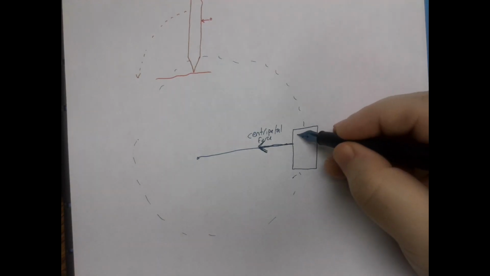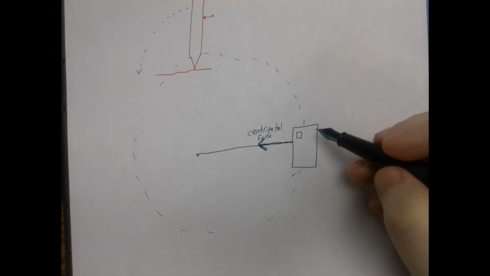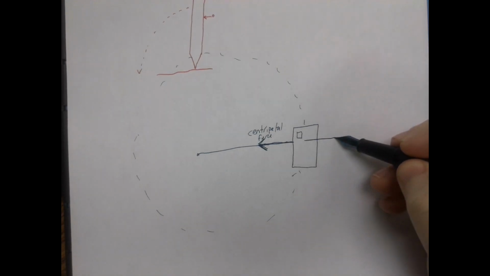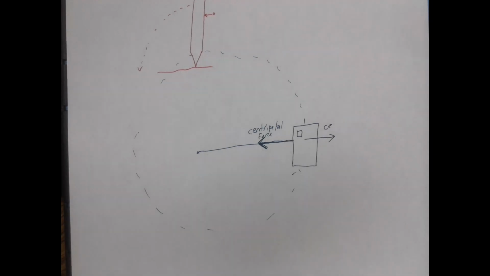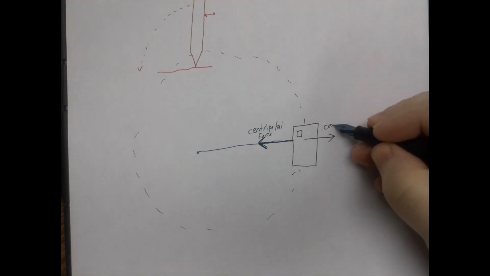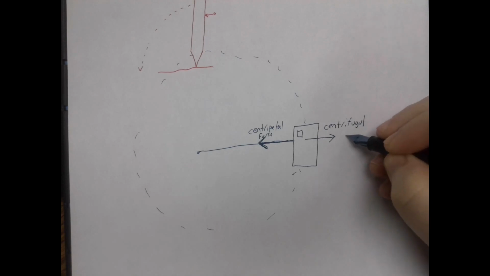Now imagine you're sitting in the can, or sitting in the car going around the corner. What would it feel like to you if you suddenly make a left-hand turn? You would feel a force to the right. This is, I always forget how to spell it, centrifugal force.